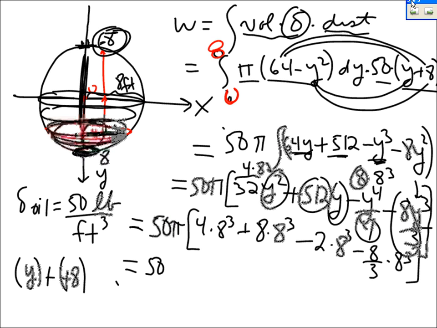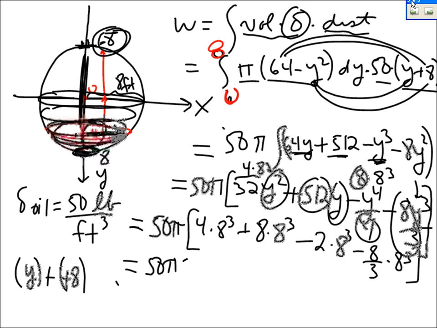So basically, you can actually factor out the 8 cubed. You have 4 plus 8 is 12. Minus 2 is 10. Minus 8 over 3, well, think of 10 as 30 over 3. So basically, it's 50 times pi times 8 cubed, which is 512. And when you do this math, you get 22 over 3. And there's the answer.